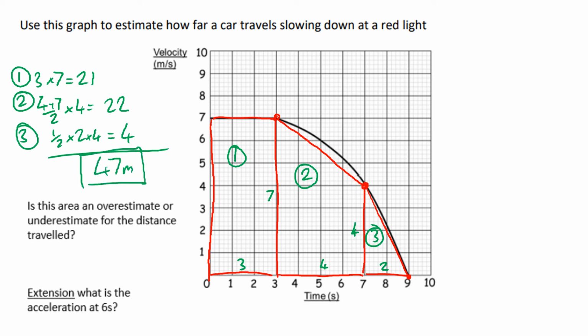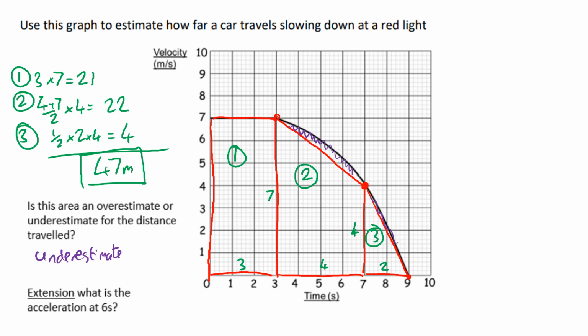Now obviously that word estimate is important. You might have split it up into more or fewer shapes and got yourself somewhere in the 45 to 50 region. I think if you're outside that, then you probably didn't split it up into enough shapes. Is this an overestimate or an underestimate? Well, if we think about it, I've missed out all of this purple area here. So I have definitely done an underestimate.